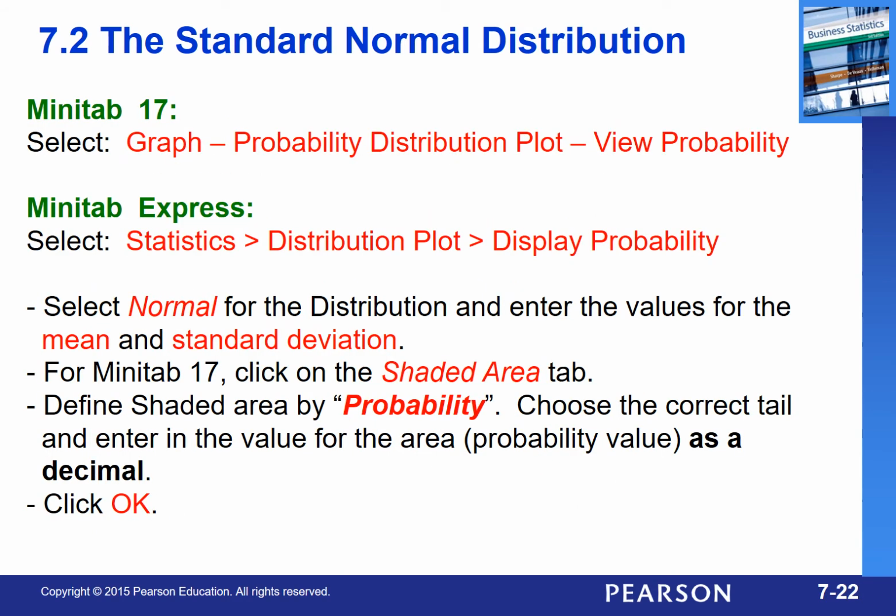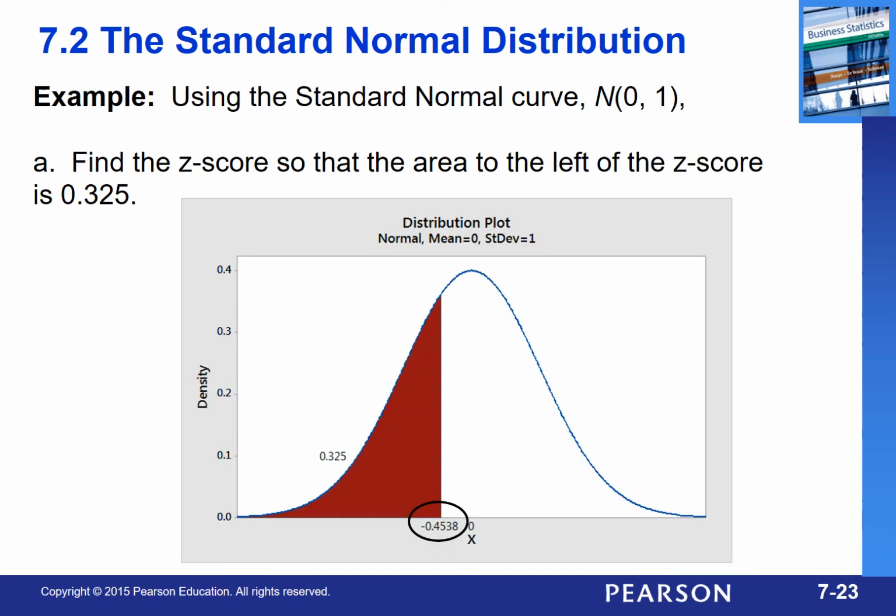So similarly, we're going to choose graph, probability distribution plot, view probability once again. However, the only difference here is that instead of shaded area, we're going to choose probability. So we want to choose the probability value, enter it as a decimal, and use it to find the associated score that goes with that particular probability. You have to be very careful to make sure you're selecting the right direction when it comes to your shading to make sure this works correctly.